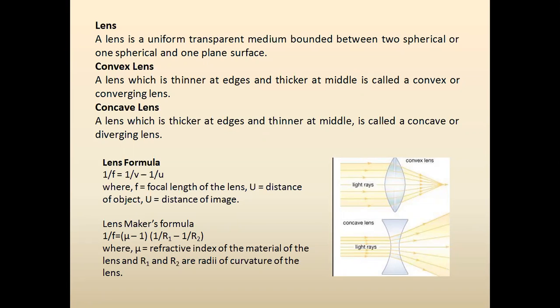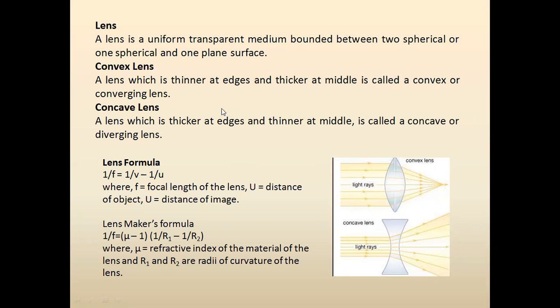Mainly there are two types of lens. One is convex lens and the other is concave lens, like the mirror. Mirror is also convex and concave. So what is convex lens? A lens which is thinner at the edge and thicker at the middle is called the convex lens. In this figure, this is the convex lens.